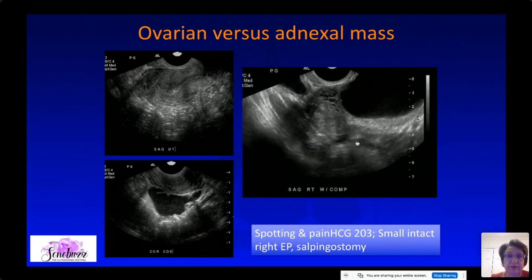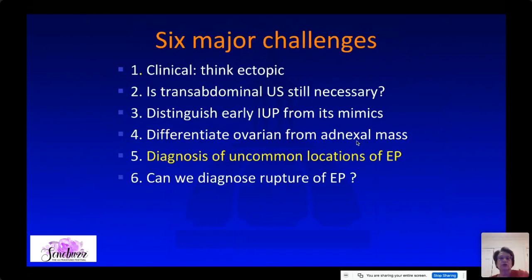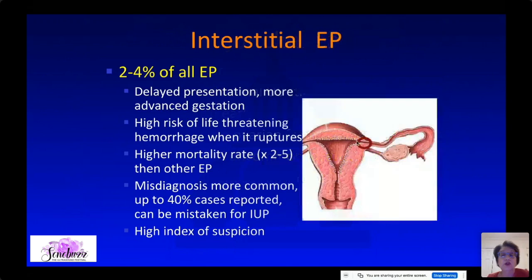Now what we're going to talk about is uncommon locations of ectopic pregnancies. The first one I want to talk about is interstitial ectopic pregnancy. They are in the interstitial portion of the fallopian tube as it joins with the endometrium at the cornua of the uterus.